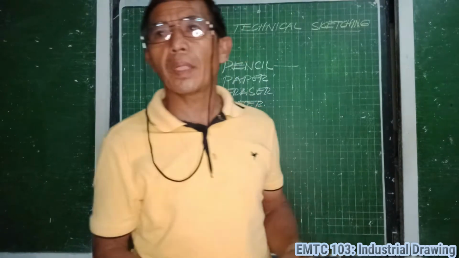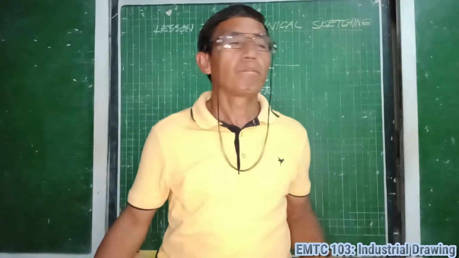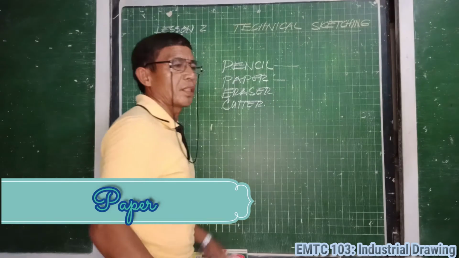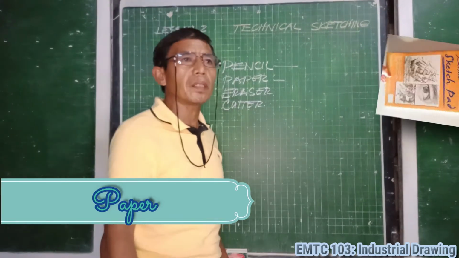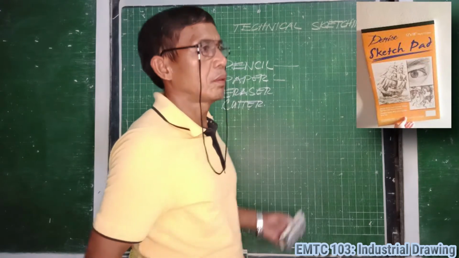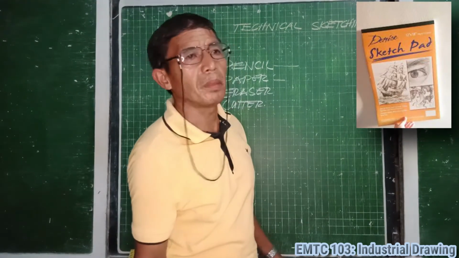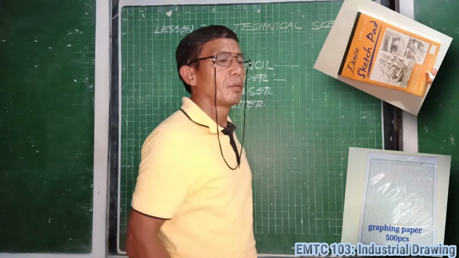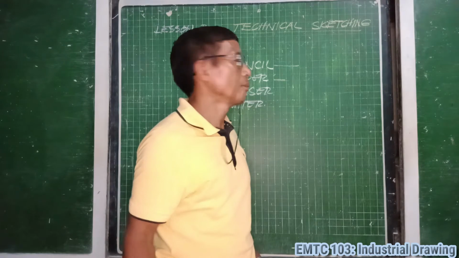Now we go to the paper. The paper will be classified as a sketch pad. There are many kinds of sketching paper. We have graphing paper, which you can use, or any paper wherein you can make drawings. We have the Oslo drawing paper.